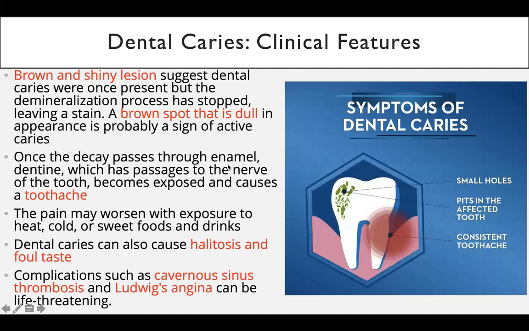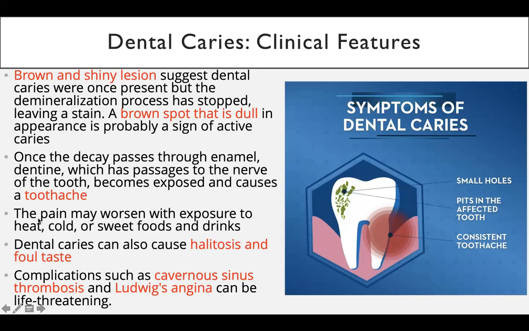Once the decay passes through the enamel, the outermost layer, the enamel is breached. Now the dentin, which has a passage to the nerve in the pulp cavity of the tooth, becomes exposed and causes toothache. Until the pulp cavity or the deepest layer of dentin is reached, remember dentinal tubules have dentinal fluid. Dentinal fluid has some cells or odontoblasts, and they also have some nerve endings from the pulp in the dentinal fluid in the dentinal tubule. So the deepest dentinal layer can be a cause of toothache.